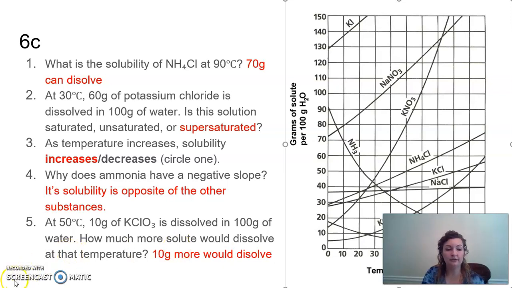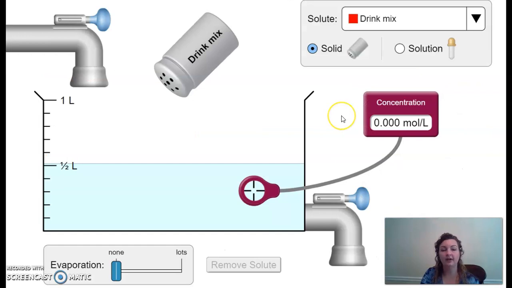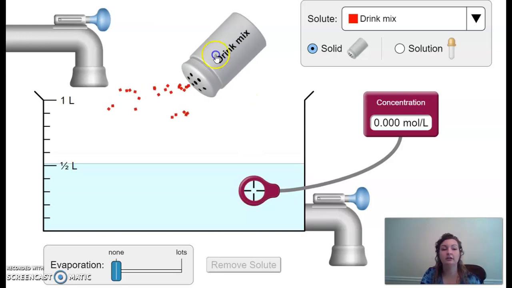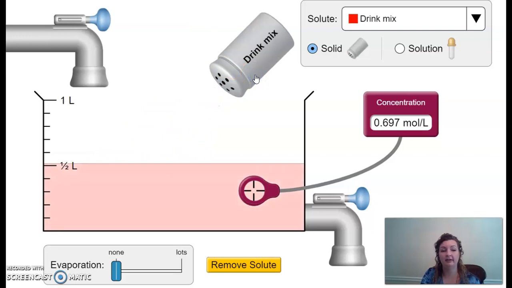I do want to show you guys one more thing. Okay, so just a really quick simulation. We have drink mix, kind of like Kool-Aid, okay? It's in a solid form. We have a container of some water. I've hooked up a concentration meter, so it's going to show you how concentrated this solution will become, okay? So I'm going to shake a little bit of the Kool-Aid powder in.